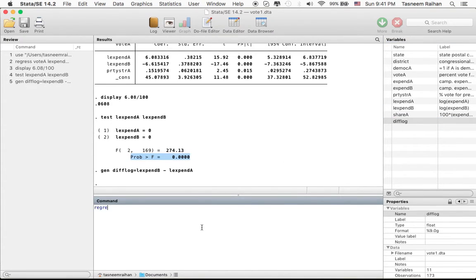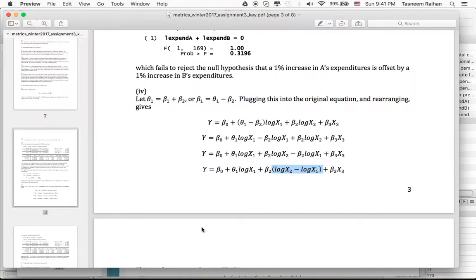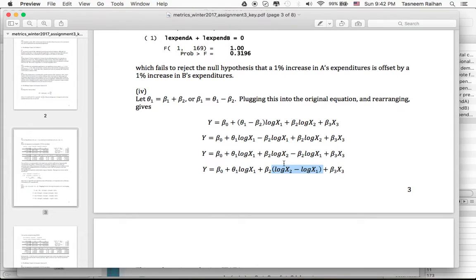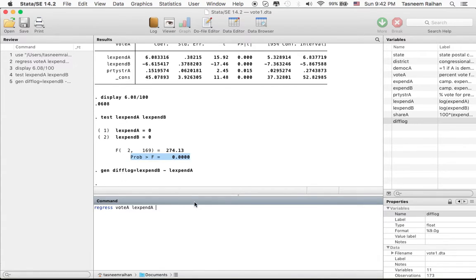The next step is to run the regression on the new model. We have the dependent variable vote a, then we write the independent variables. Remember, the first independent variable is log x1, which is basically L expend a. The second variable that we need is log x2 minus log x1, which we just generated and have called difflog. Then the third variable is unchanged from the original equation. I hope I have spelled them correctly. Hit enter.